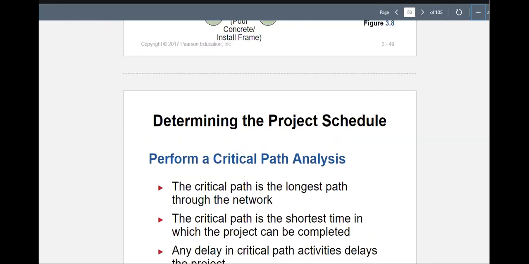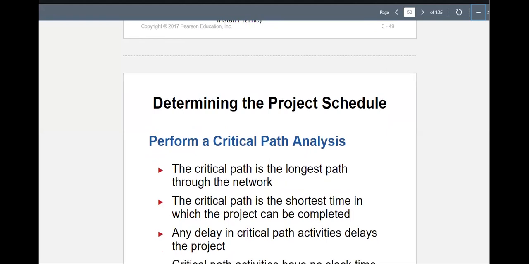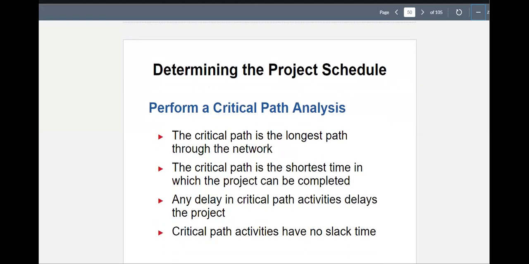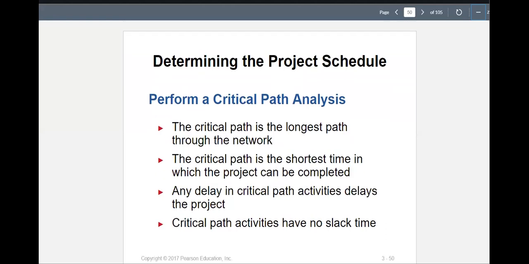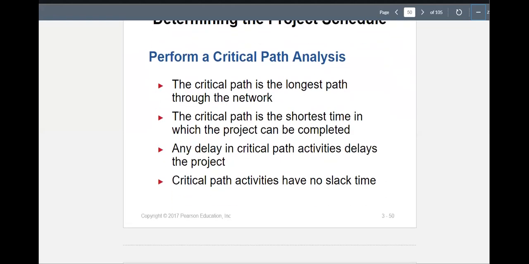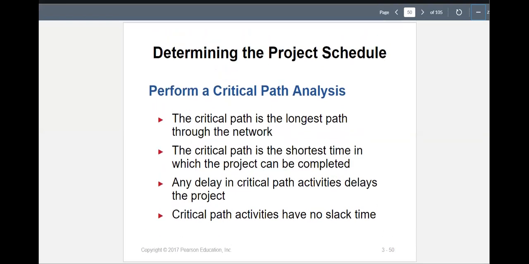Okay. So the next topic will be performing a critical path analysis to determine the project schedule and calculate the time of completion for different tasks.